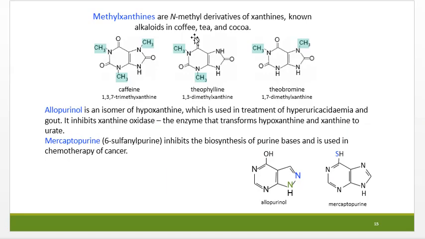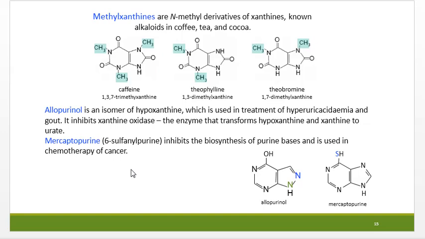Methylxanthines are methyl derivatives of xanthines, known alkaloids in coffee, tea, and cocoa: caffeine, theophylline, and theobromine. Theophylline, theobromine, and caffeine are common names of these compounds. But except these names, you also remember we have chemical names. Each compound has a chemical name and a common name.